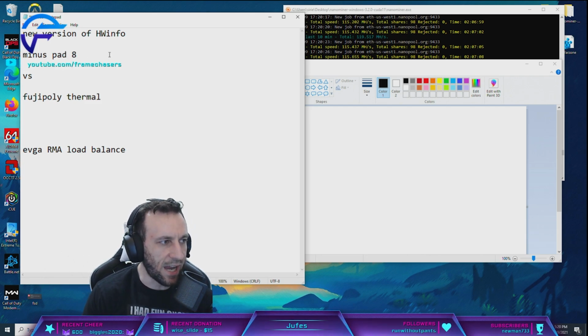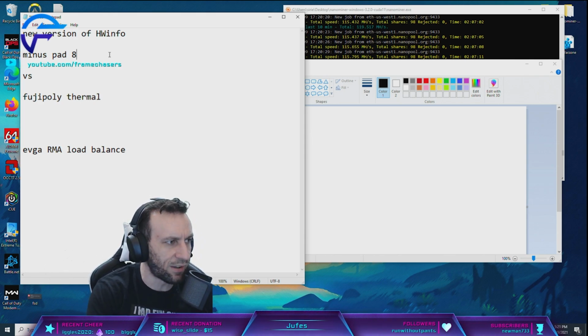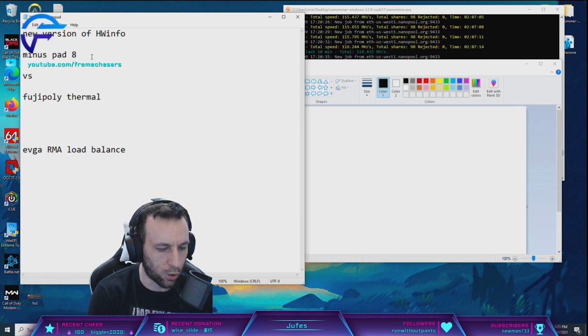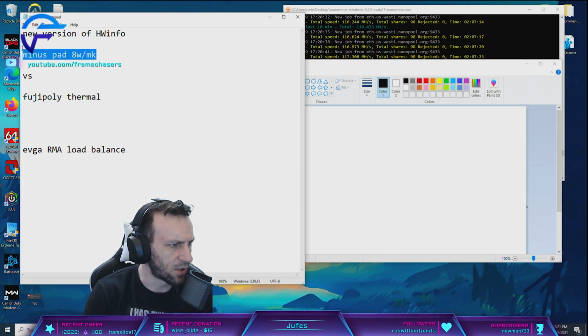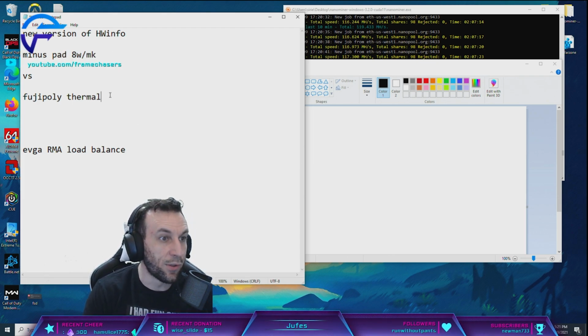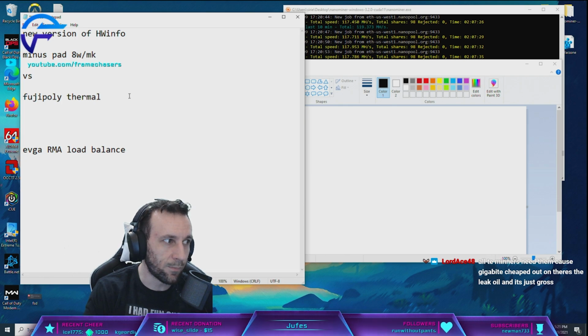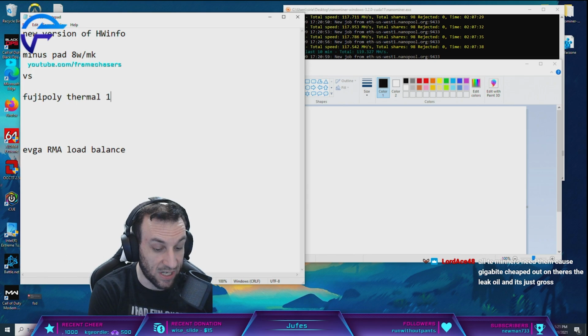So, Minus Pad 8, obviously, which I didn't know at the time. I was just buying these because I like Thermal Grizzly stuff. But I didn't know at the time that these were 8 watt per meter Kelvin. I think that's the right measurement, right? And then the Fujipoly ones that I got from Amazon. I should go get some of the sheets. These ones are 17 watt per meter Kelvin.